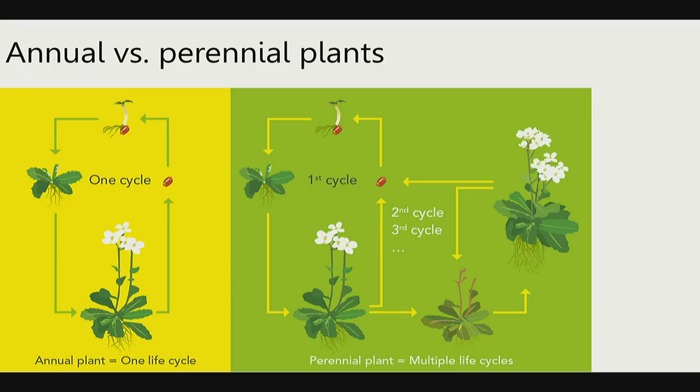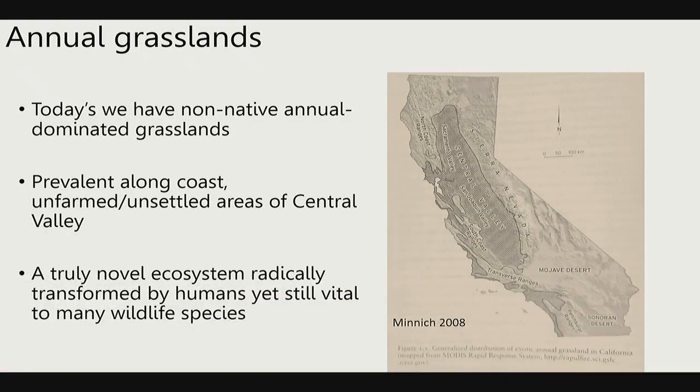And so there are some reasons that we have seen this replacement, right? So we have a lot more of these non-native annual dominated grasslands than we did prior to this colonization period. And especially even in places where agriculture hasn't become all that intense, we see it in unfarmed, unsettled areas in the Central Valley, the Bay Delta area, all this stuff, right? And so it's really interesting that we see this. Despite the fact that these grasslands persisted, they've been replaced.